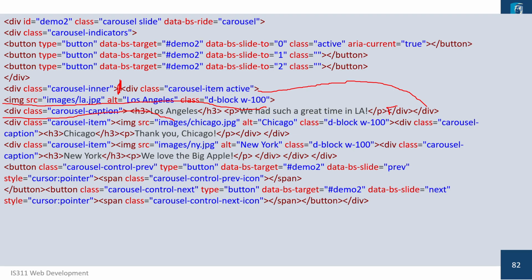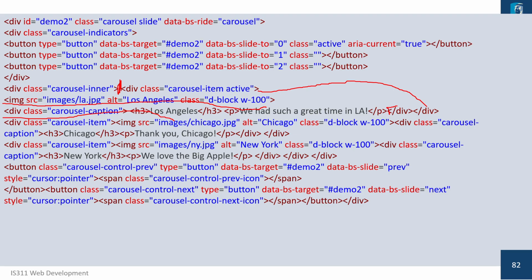Second, so this is our first image. Then after that, div class carousel item, the second image. Then we have a third image, and then we have this last one. The last two buttons are actually the buttons of this carousel.